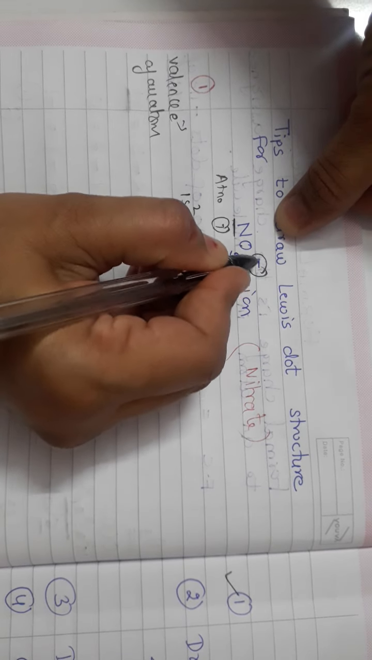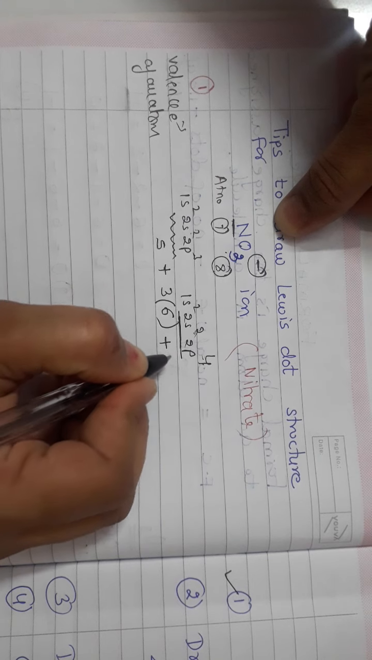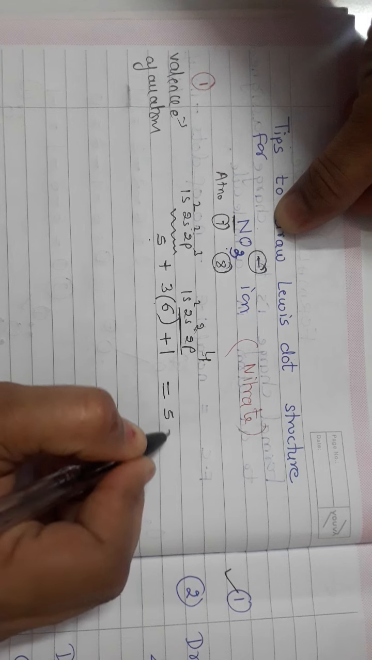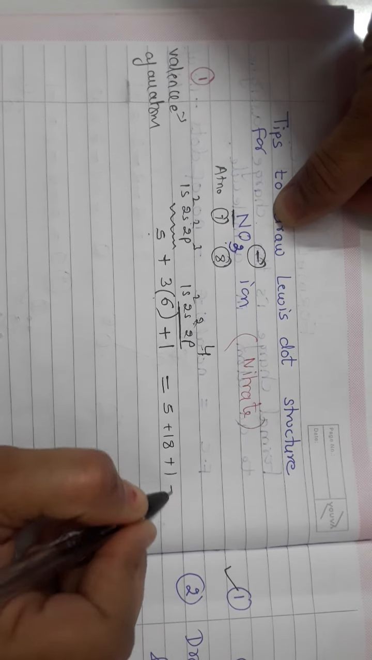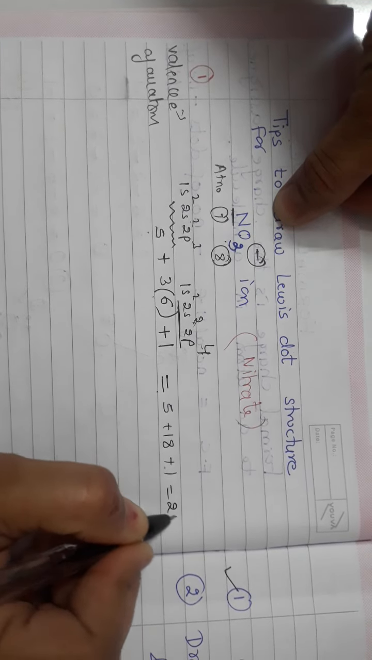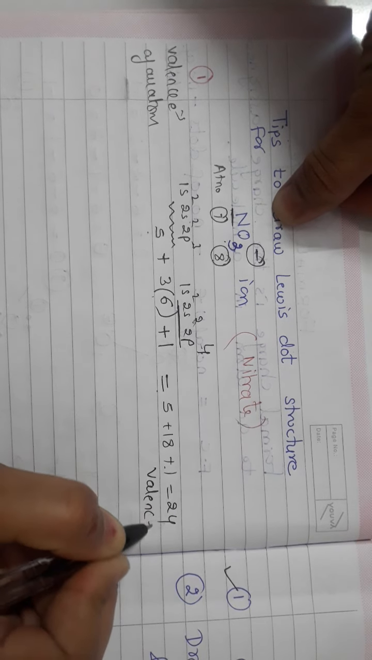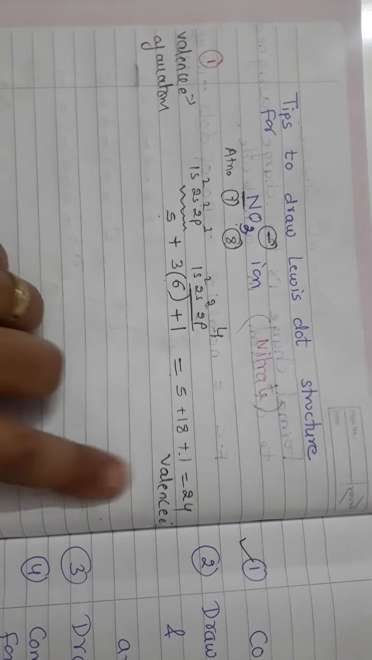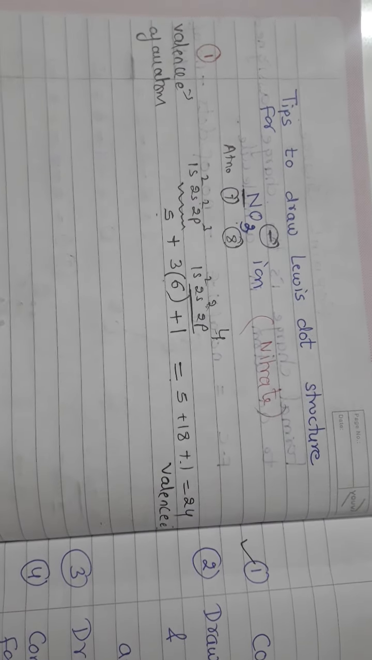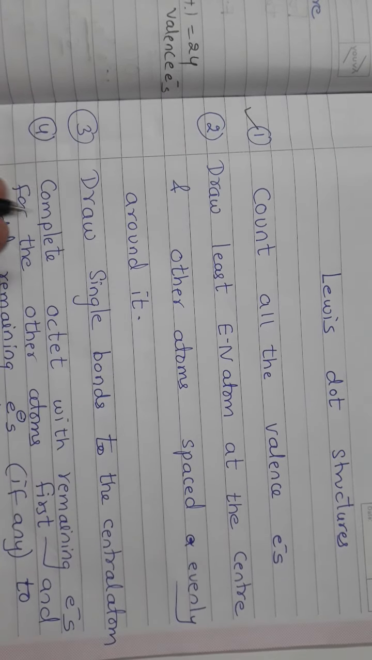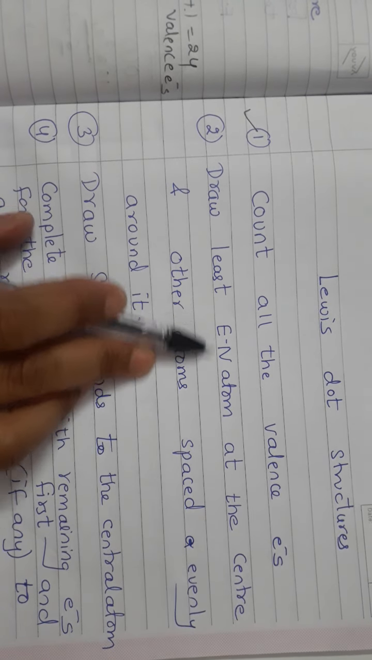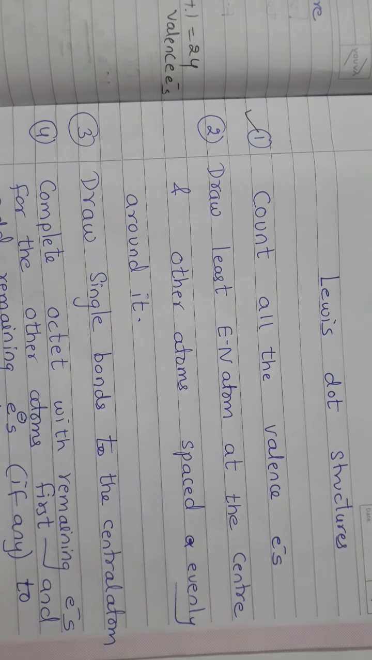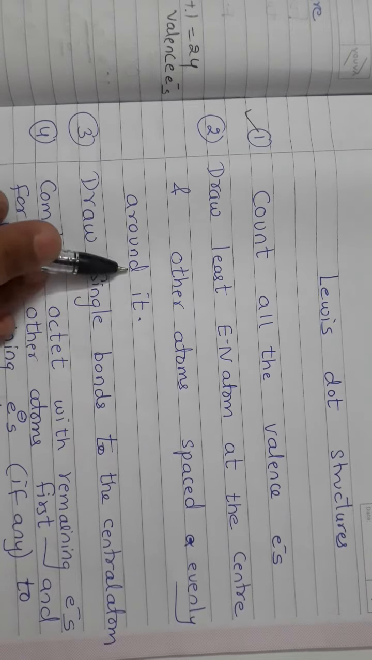Now see, there is one negative charge also. So we mention this negative charge over here, and now we write 5 plus 18 plus 1, that is 6, and 18 is 24 valence electrons. So in the nitrate ion there are a total of 24 valence electrons. Now just look at the second rule. The second rule says to draw the least electronegative atom at the center, and the other atoms you will write around it.